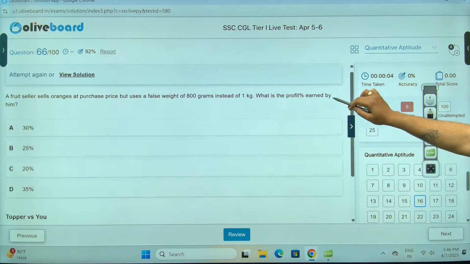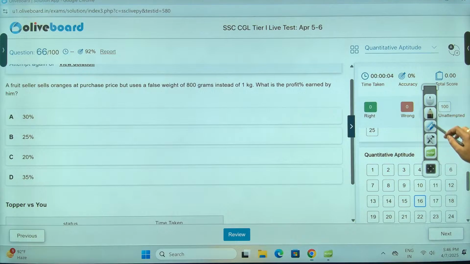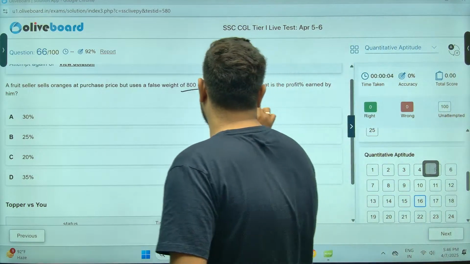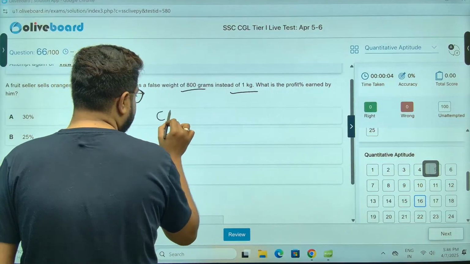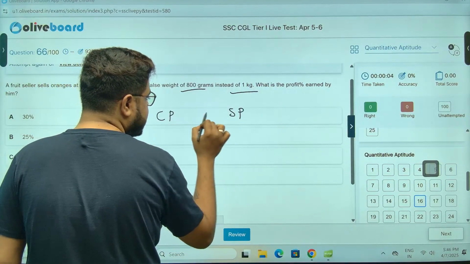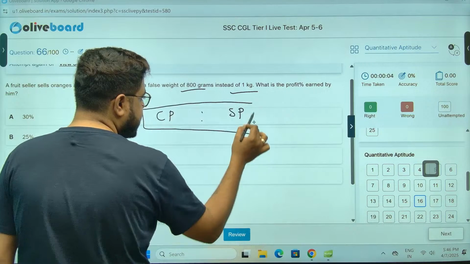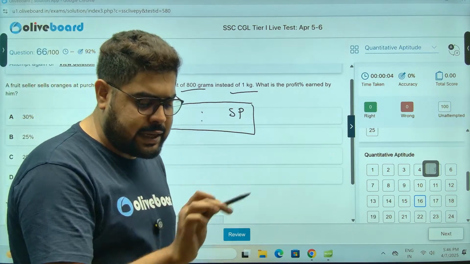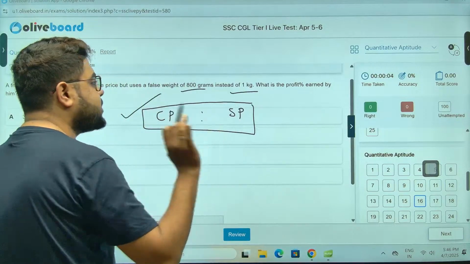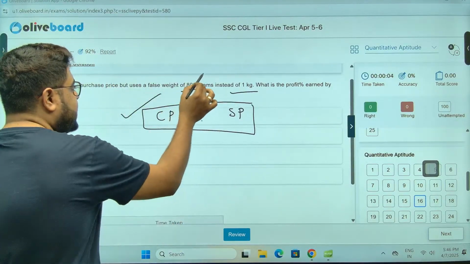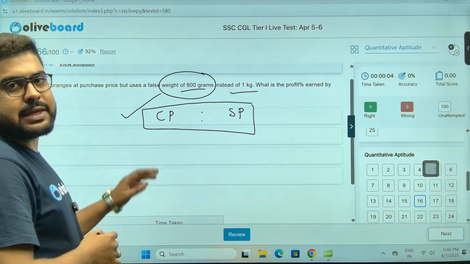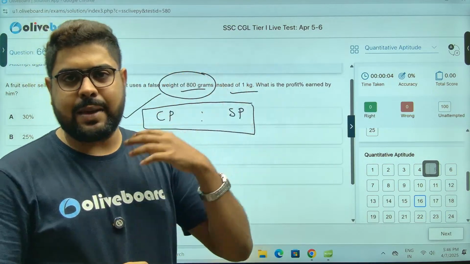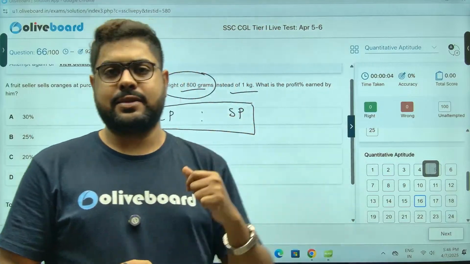A fruit seller sells oranges, dishonest dealing, sir. Uses a false weight of 800 grams instead of a kg. Sir, always understand CP ratio SP in case of dishonest dealing questions. If you get this, you get everything. No formula, no shortcuts, nothing you need. If you can figure this out, that's all. Sir, 800 grams, please understand. Meaning, instead of 1 kg, he is giving you, say, I'm the dishonest seller.